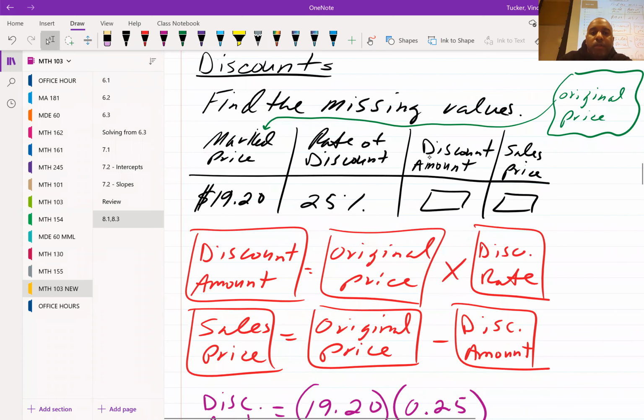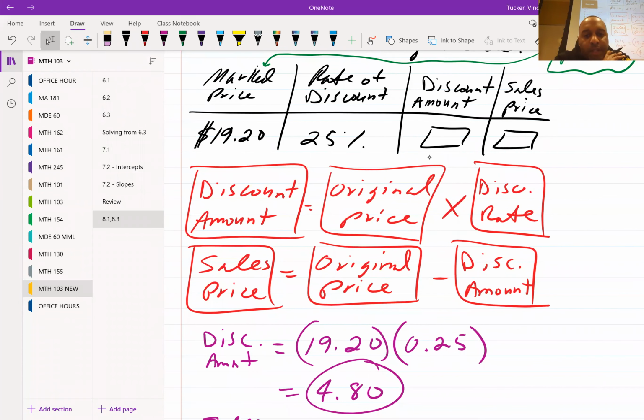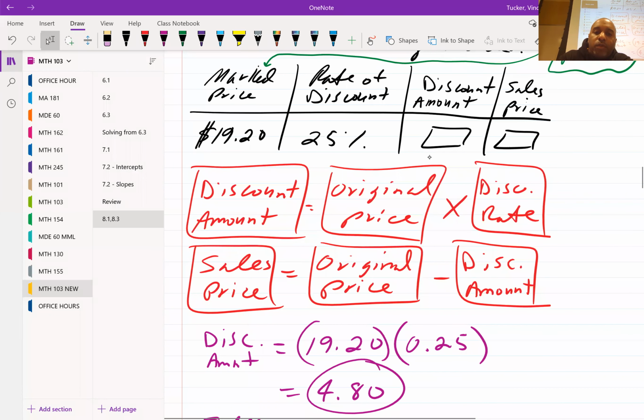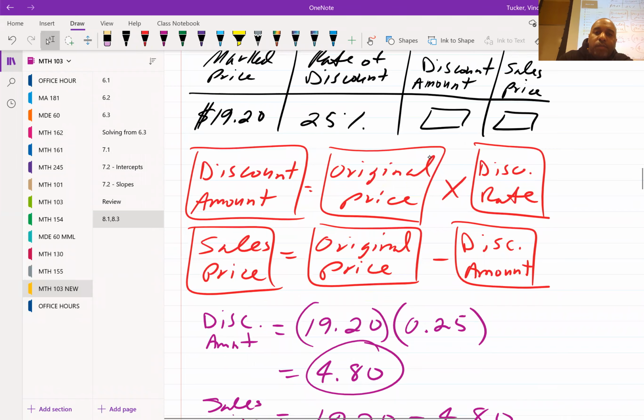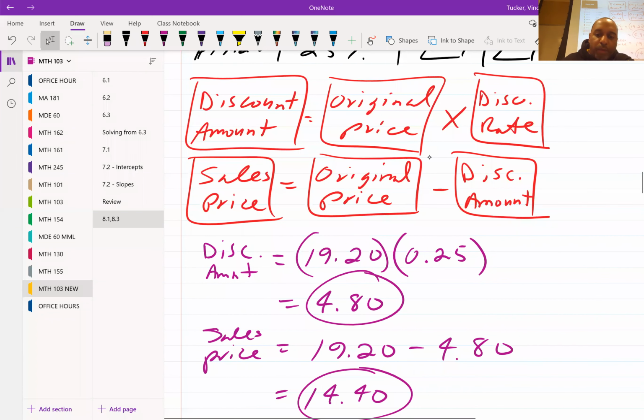All right, so let's plug in the pieces. To find the discount amount, we'll do 19.20 times 0.25, which will give us $4.80. And then we'll subtract that 4.80 from the 19.20. That'll be 14.40.